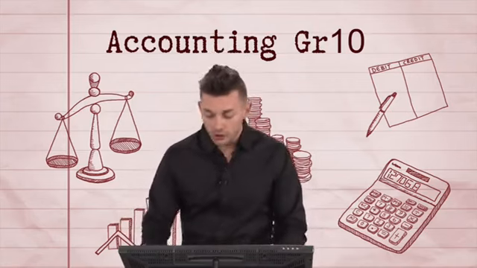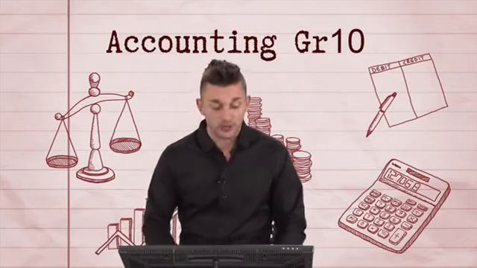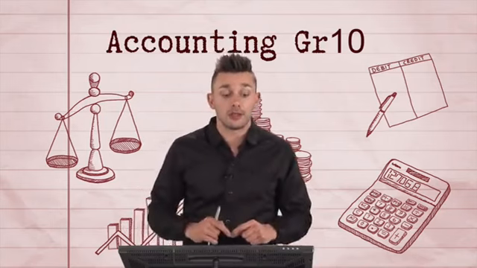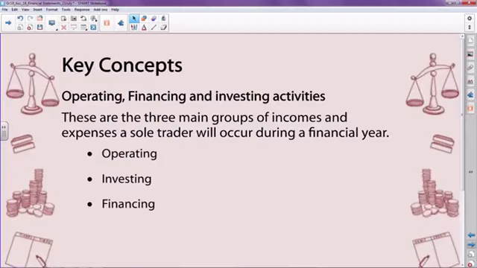Let's go on with the concepts of financial statements. Now, guys, when we look at the income statement, you need to know three things. That we have income and expenses and they are broken into three main sections. Let's look at them.